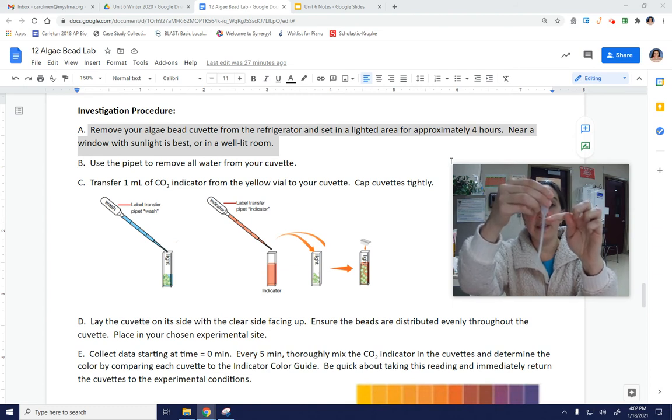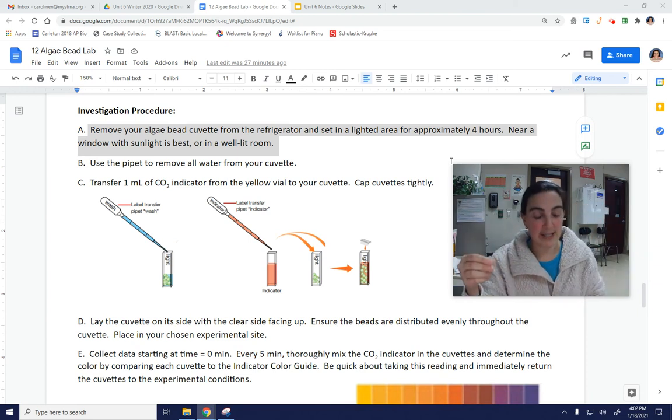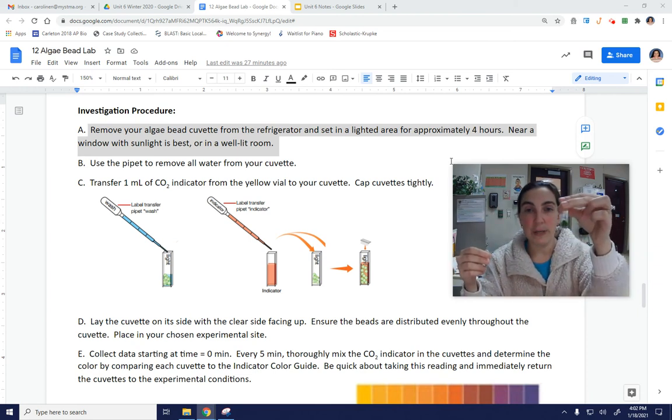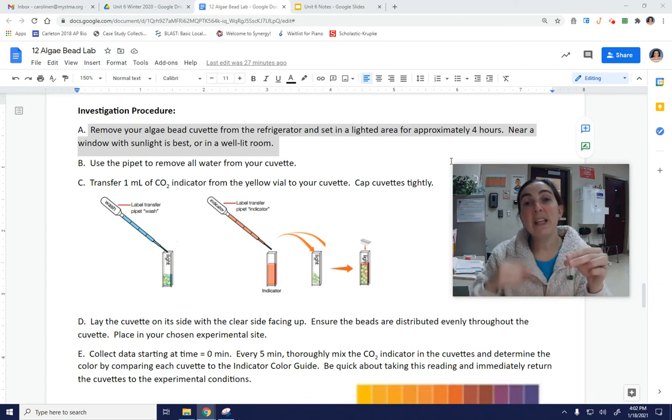So you want to fill it to there. If it's a little above, that's okay. And put that much of your carbon dioxide indicator back into the cuvette with your beads. And then you get to decide where you are going to test.